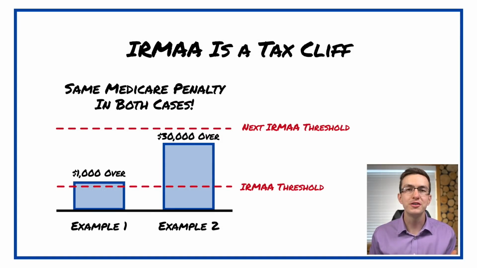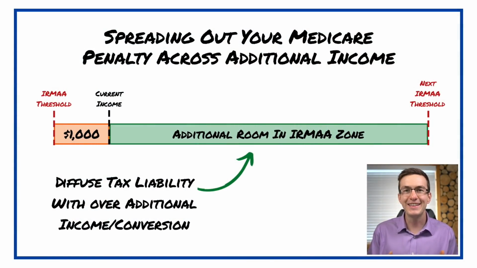Now, it's important to understand that IRMAA is what we would call a tax cliff, meaning that once you go over a given threshold, it doesn't matter if you clear that threshold by $1 or $1,000, you will owe the full penalty for clearing that threshold. And here's where this idea of diffusing tax rate spikes comes in. So let's say that this couple had an RMD that pushed them just above that IRMAA threshold, maybe a couple dollars, couple $1,000. Well, ideally what they want to do is they want to use the rest of that threshold zone, ideally with the form of something like a Roth conversion.